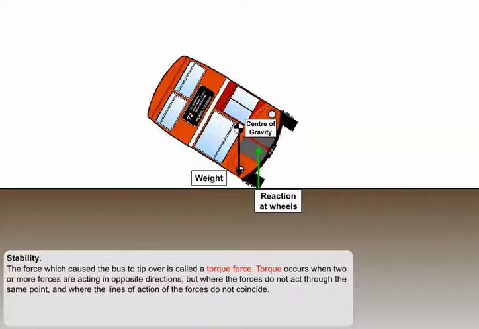The force which causes the bus to tip over is often called a torque force. Torque is a scientific name for a twisting or turning force. Torque occurs when two or more forces are acting in opposite directions, but where the forces do not act through the same point, and where the lines of action of the forces do not coincide.